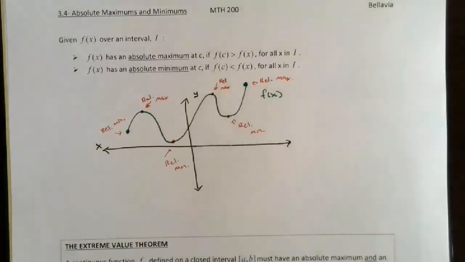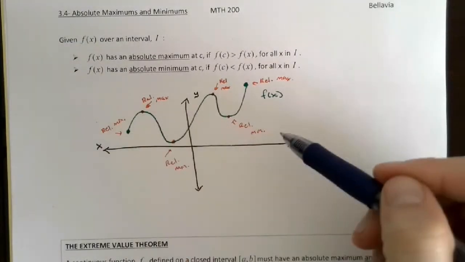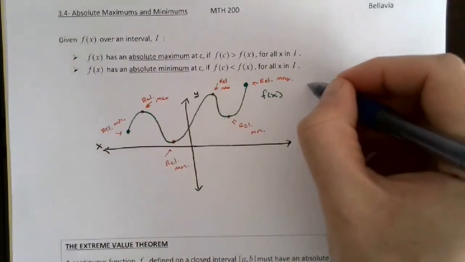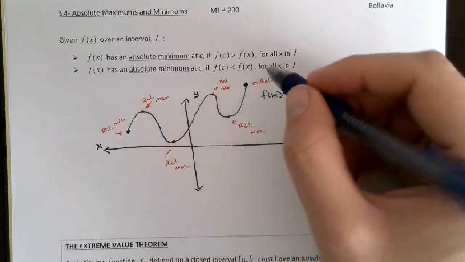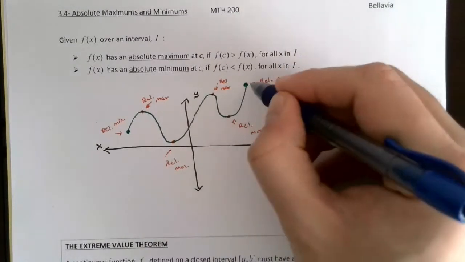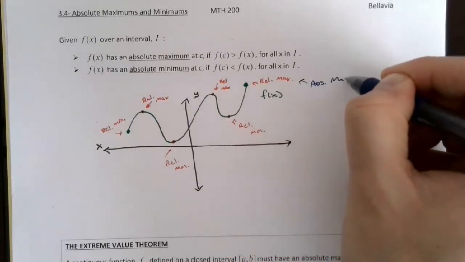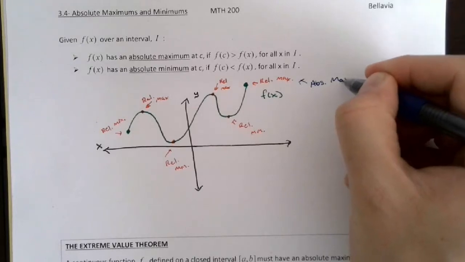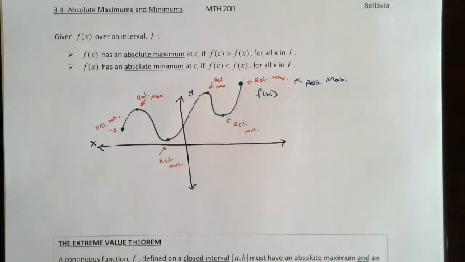What makes it absolute? If you have an absolute maximum or absolute minimum, it's the highest point for the entire function or the lowest point. So when I look at this, if I was looking for the absolute maximum, where's the highest point for this whole function? Well, it's this last one here. So this point here is a relative max, but it's also going to be the absolute max, because it's the highest y value we have for the whole function.